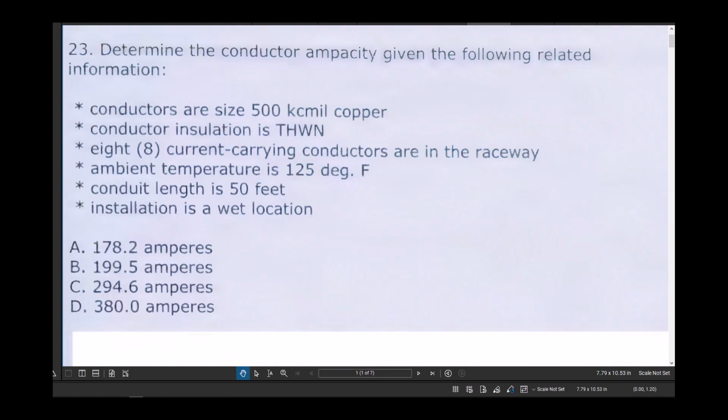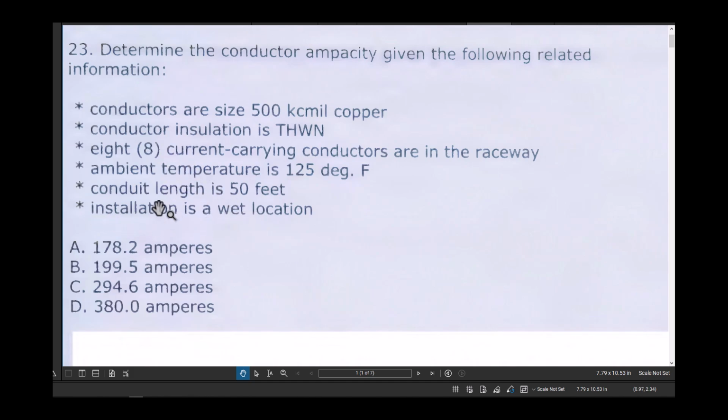Question 23. Determine the conductor ampacity given the following related information. First, conductor size is 500 kcmil copper. Second, conductor insulation is THWN. Third, 8 current carrying conductors are in the raceway. Fourth, ambient temperature is 125 degrees Fahrenheit. Fifth, conduit length is 50 feet.